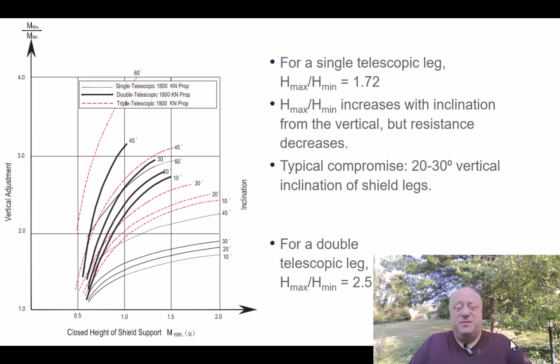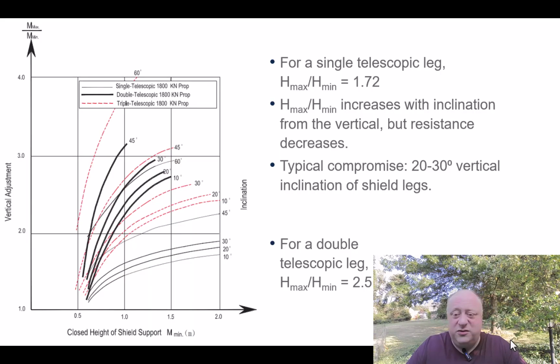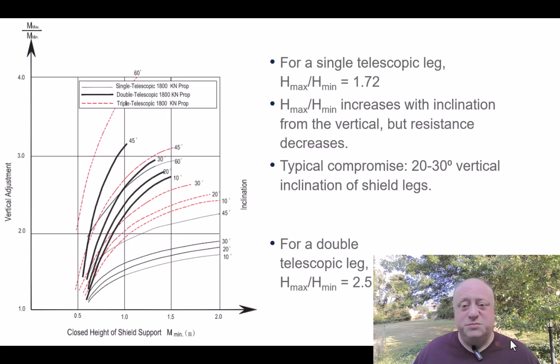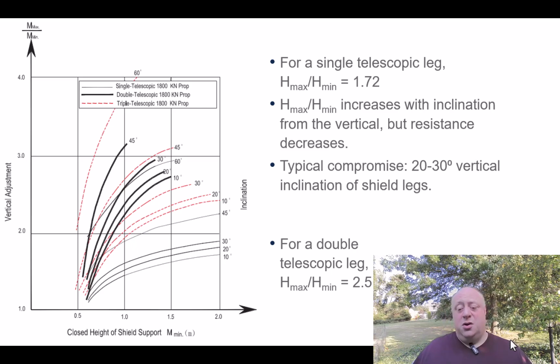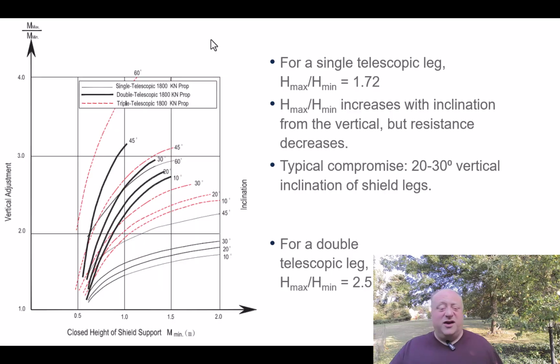For a single telescopic leg, we find that the ratio between the two is 1.72. That's because there's space within the leg where it can't collapse all the way. It has fluid in it, that sort of thing. And the ratio increases with inclination from the vertical. So the more horizontal your legs are, your shield, it increases, but then resistance decreases. The amount you're actually pushing up on the roof goes down. And so there's typically a compromise there where the legs are at 20 to 30 degrees from vertical. So for a double telescopic leg, H max over H min is 2.5.